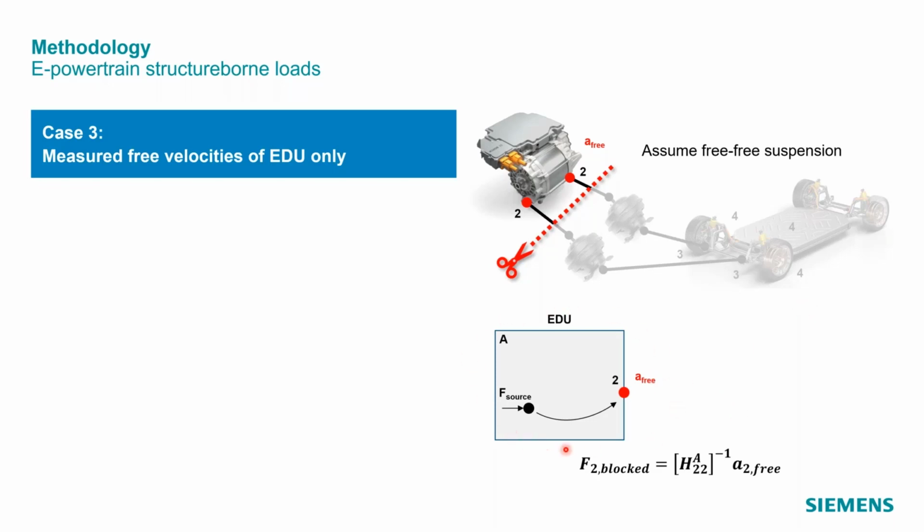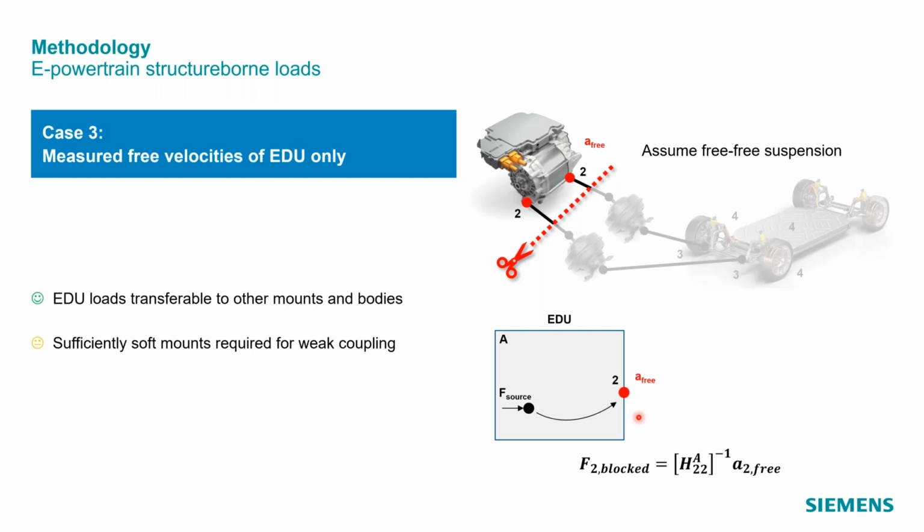So if the EDU is coupled to a soft receiver, we can simply measure the acceleration at the mounting location, so at the active side of our mounts, and we simply say that this is equal to the free velocity. Now, in terms of advantages and disadvantages, again, this is a characterization that is on the active side of those mounts. So it's the best possible separation of the EDU from the rest of the body. So again, we can investigate based on these free accelerations or free velocities, the effect of different mounting solutions later on. But it does require sufficiently soft mounts for this weak coupling assumption to be valid.